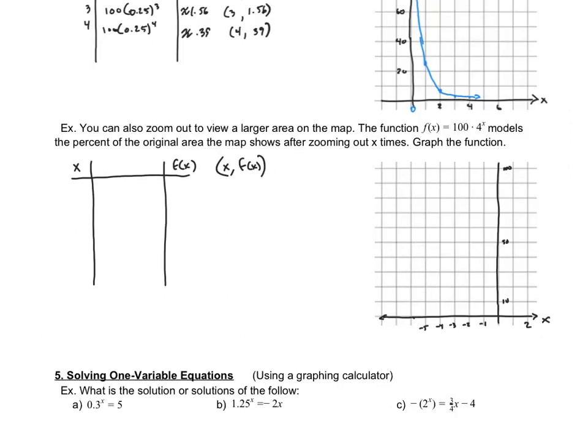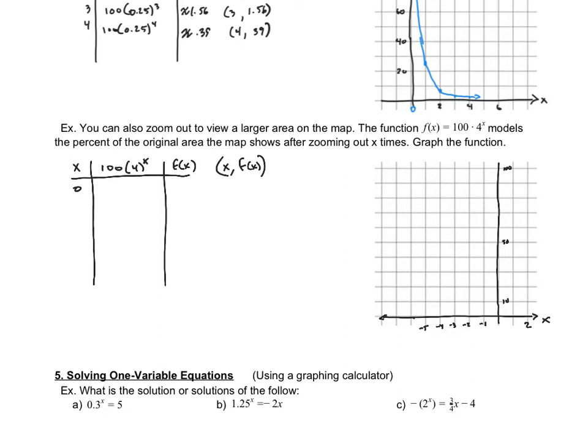Okay, we're also going to zoom in and out of a larger area on the map, or any given map. And this function, f of x equals 100 times 4 to the x power, models the percent of original area the map shows after zooming out x times. So x is the number of times that you're pressing zoom out. And of course, we're going to go ahead and graph that function. So my function is 100 times 4 to the x power.